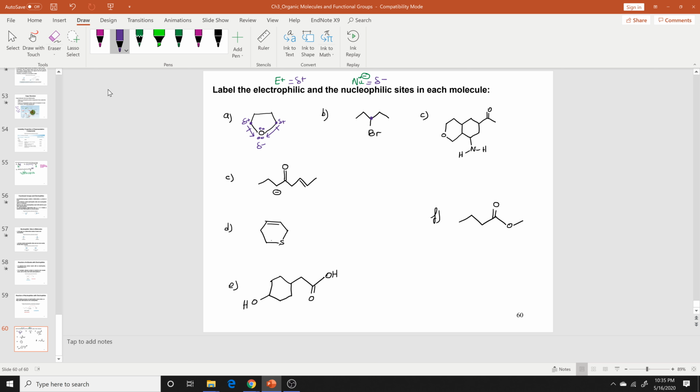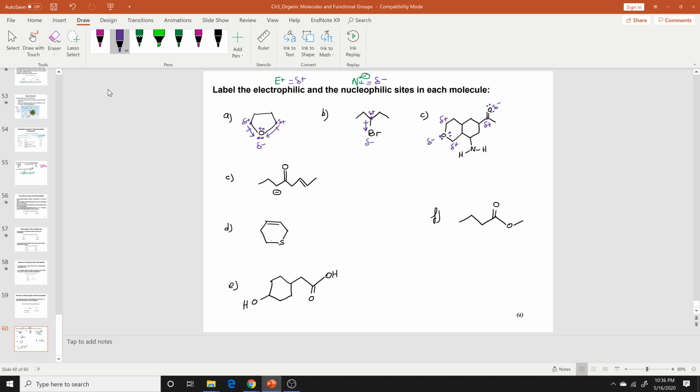This carbon is directly connected to the bromine. Bromine is more electronegative, so this is going to be my electrophile. This is going to be my nucleophile. These two carbons are going to be my electrophile. This oxygen is going to be my nucleophile. This carbon over here is going to be my electrophile. This oxygen is going to be my nucleophile.